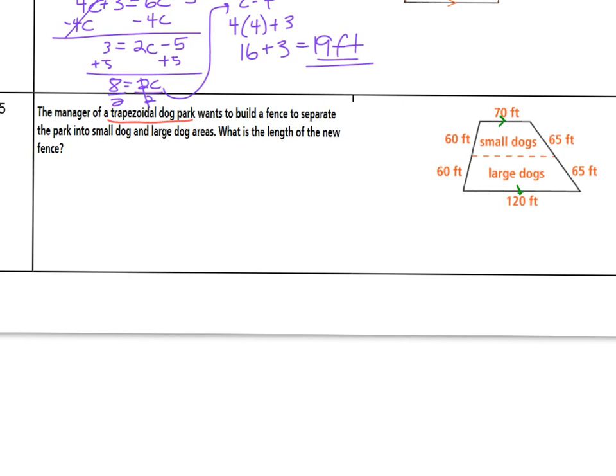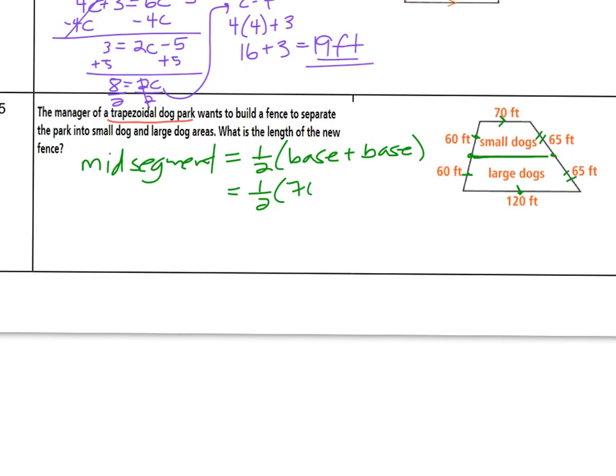What I also notice is that you've got 60 on the top and bottom of that left-hand side. That means we're at the midpoint. And 65 and 65 on the right-hand side means we're also at the midpoint. The fencing is going to be the mid-segment. And remember our formula for mid-segment, we're just going to take half times the sum of the two bases. And we know those measures. They're 70 and 120.